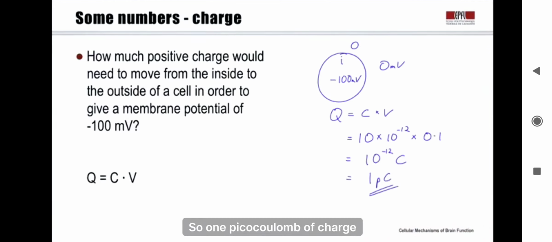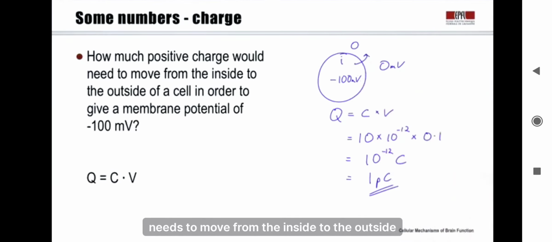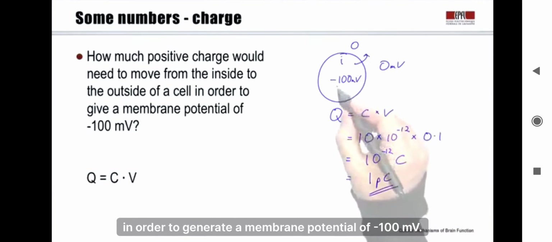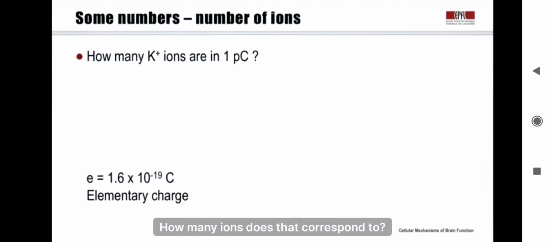So 1 picocoulomb of charge needs to move from the inside to the outside in order to generate a membrane potential of minus 100 millivolts. How many ions does that correspond to?